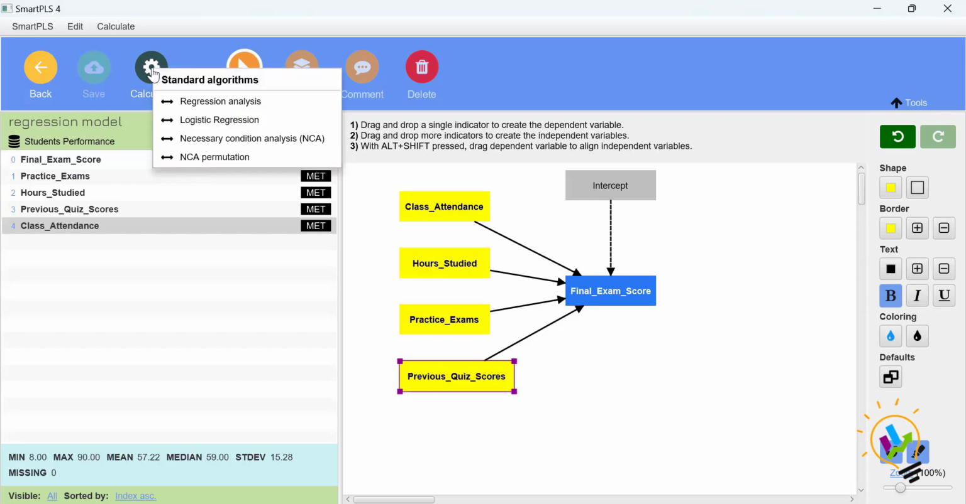Okay, once I click calculate, now we have different types of calculations in regressions, like regression analysis, which is a linear regression we are going to do here. Later we are going to do logistic regression. So first, let us click this regression analysis.